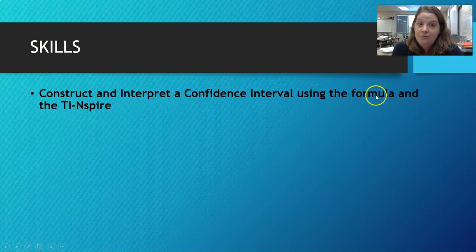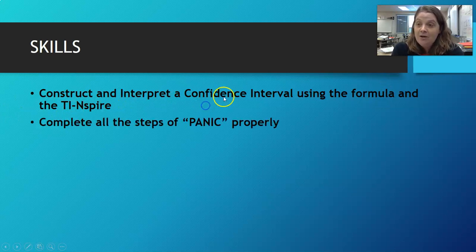Okay, so both of those, the formula setup and the TI-Nspire. You need to be able to complete all the steps of PANIC properly, which means you need to be able to check those assumptions in detail. You've got to name the test. You've got to be able to write the conclusion. All those steps, you should be able to do all of those as you go through.